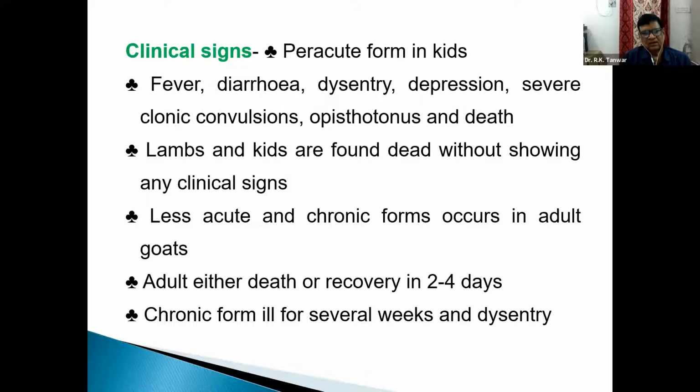Various clinical signs in various forms have been reported. In pigs there is a peracute form: fever, diarrhea, dysentery, depression, severe clonic convulsions, opisthotonos, death. Animals are found dead without showing any clinical signs. In less acute cases, adults either die or recover in 2 to 4 days, depending upon the severity. In the chronic form they remain ill for several weeks, and in some cases there is dysentery also.